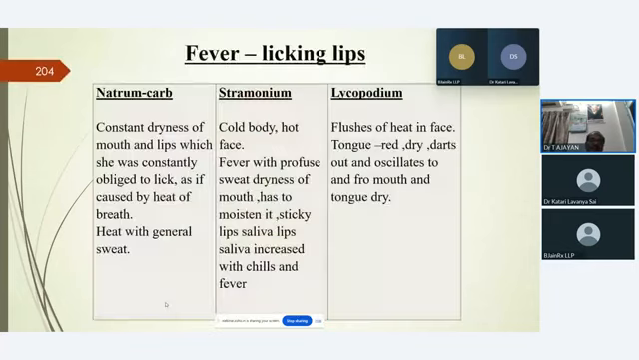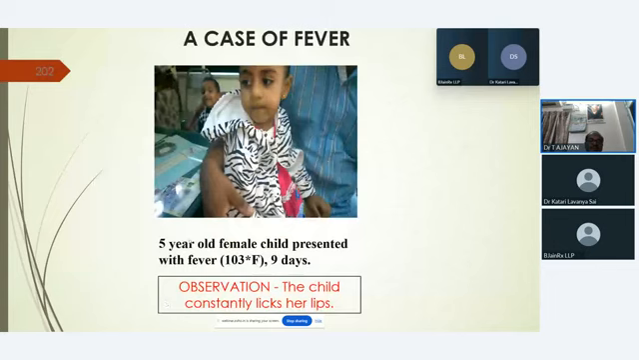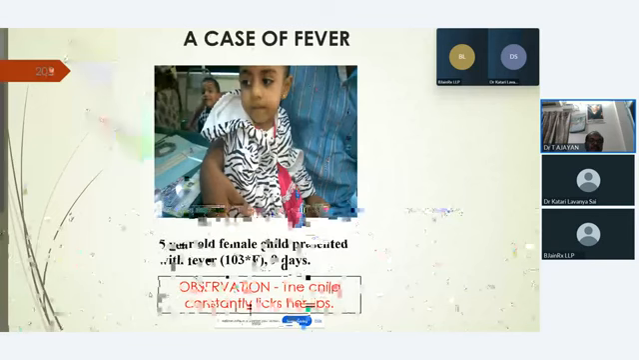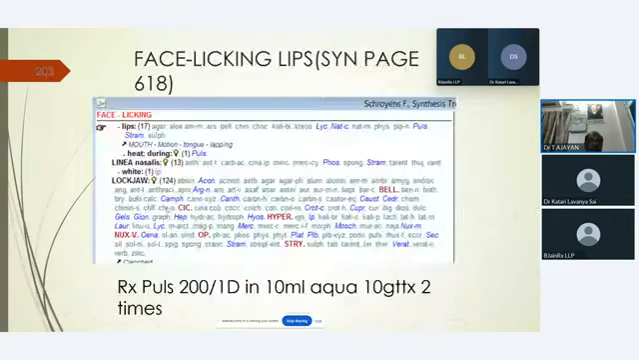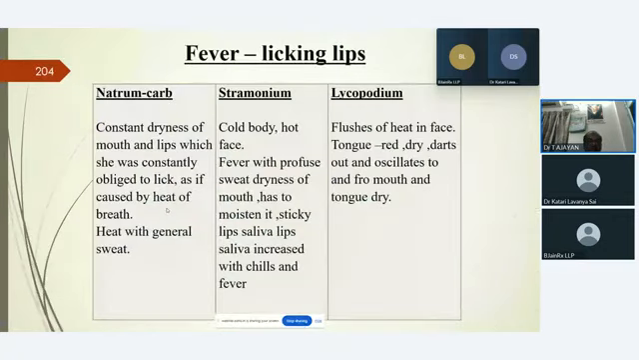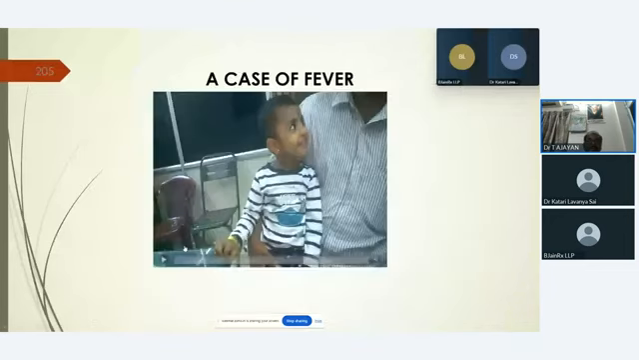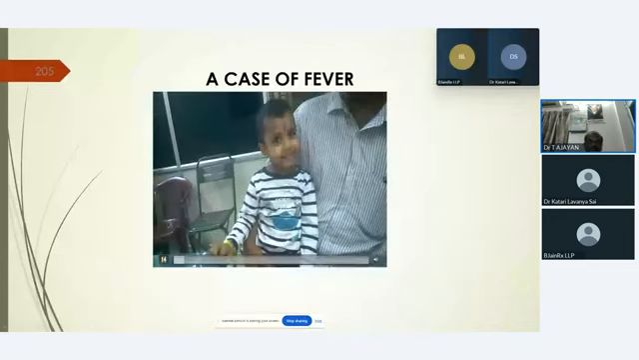Look here, another case. A 5 year old female child presented with fever 103. Rubric wise we selected pulsatilla 200. Remember 3 drugs, natrum carb, ammonium and lycopodium. Perfectly okay.